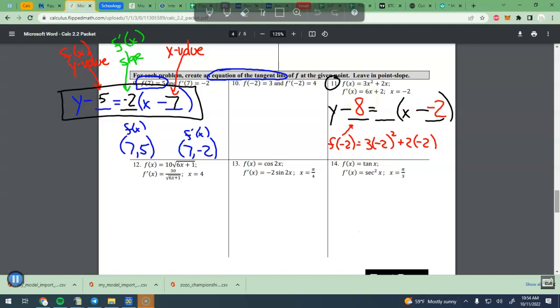Agree with me? And then that last blank is the slope, and I get the slope by plugging into the original or plugging into the derivative. The derivative. The derivative tells you slope. So I want f prime of negative 2, which is 6 times negative 2, plus 2, which is negative 10. Questions on 11?